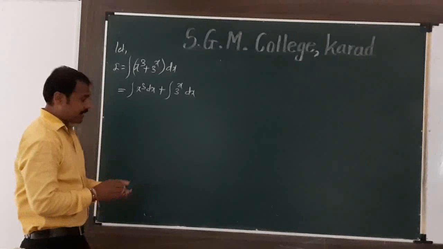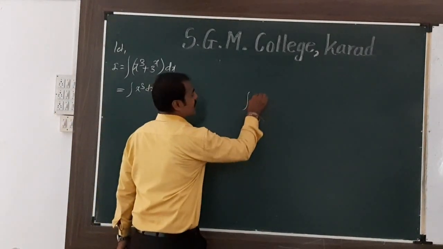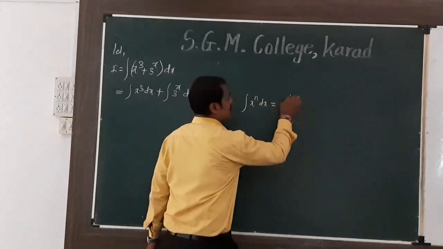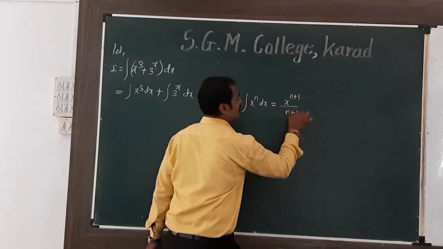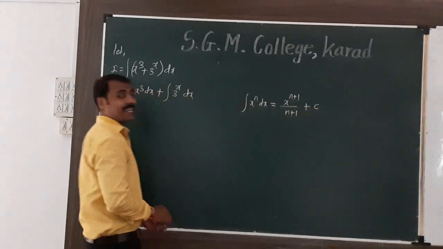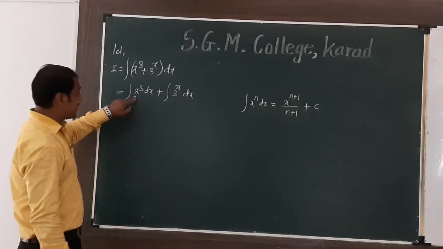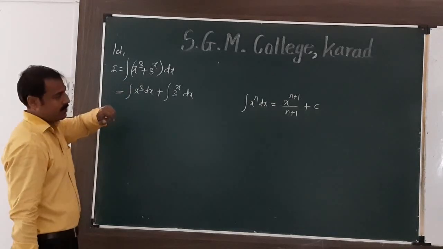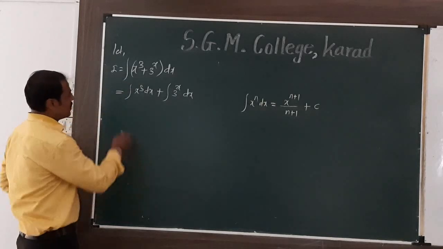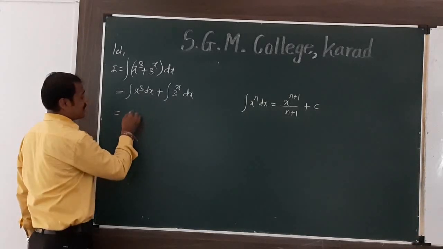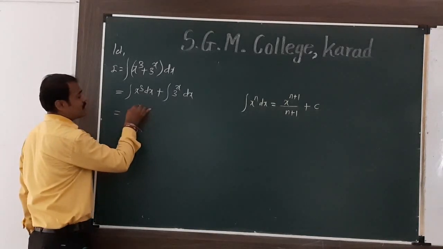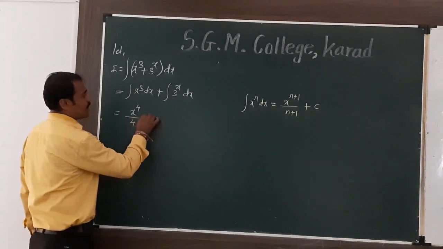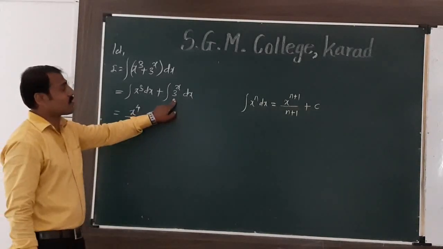We know that integration of x raised to n dx is equal to x raised to n plus 1 divided by n plus 1 plus constant of integration c, where n is not equal to minus 1. Here integration of x cube is there, so add 1 to the power and divide by the new power. Here power is 3, so it becomes x raised to 3 plus 1, which is 4, divided by 4. Plus now integration of 3 raised to x.